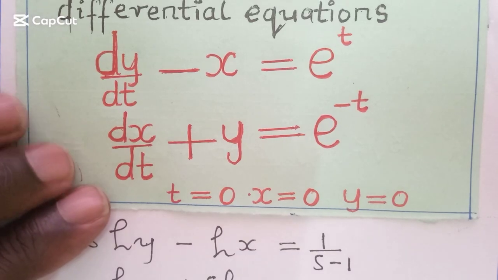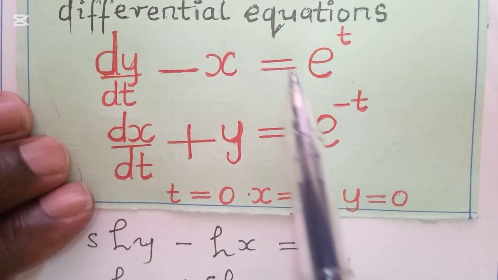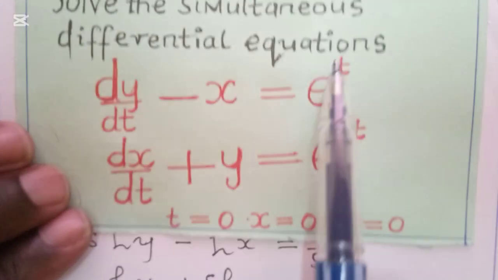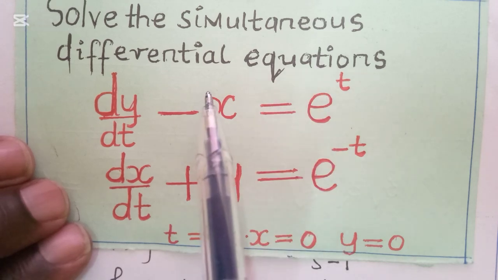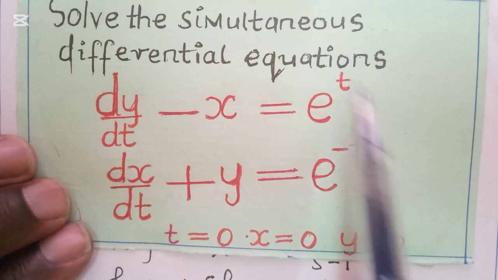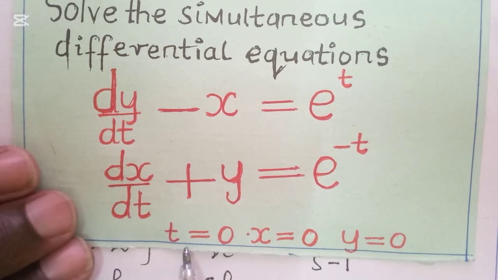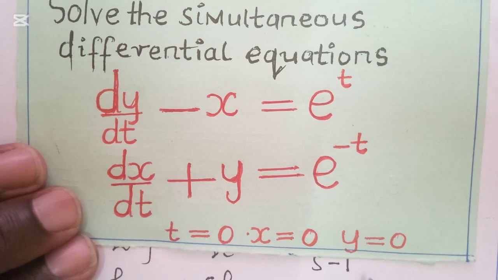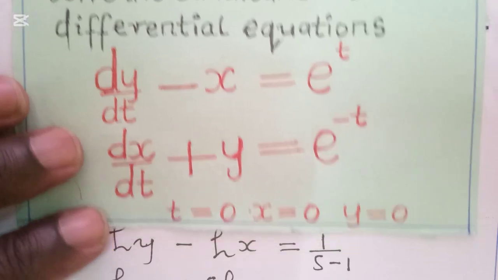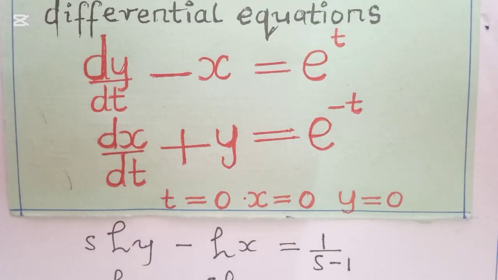Hi guys, let's do this question. I read the question: solve the simultaneous differential equations. We are given the conditions t equals 0, x equals 0, and y equals 0. And so guys, we start the question.